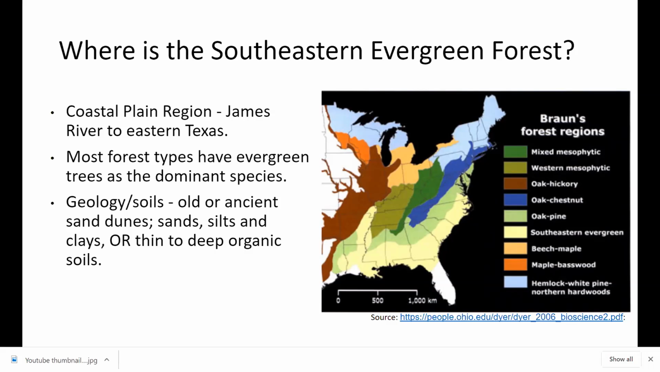Most of the soils of the coastal plain are old or ancient sand dunes, right, from periods of lower and higher sea level. There are definitely some silts and clays, but there are also pockets where there are really deep organic soils, and that results in a completely different forest type that you can pinpoint based on the soil.